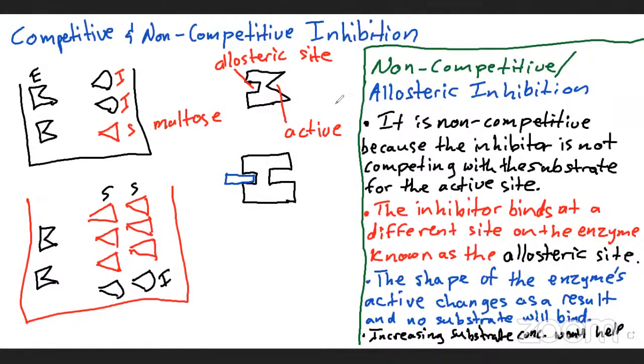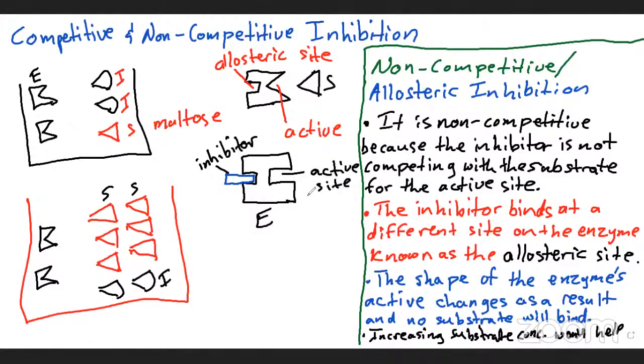All right. So if this is your substrate, when the inhibitor binds, do you think the substrate can still bind to the enzyme? What do you think? No, because the inhibitor has changed the shape of the active site.